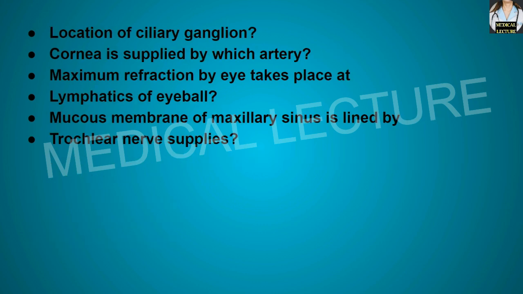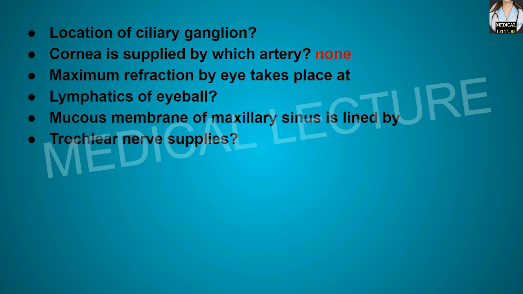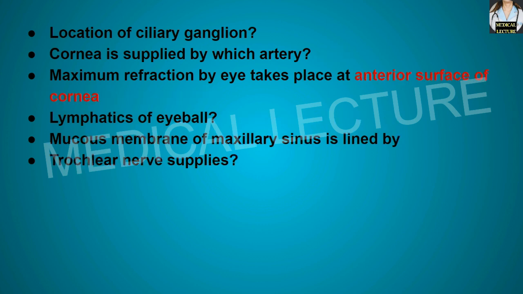What is the location of the ciliary ganglion? So it is located at the apex of the orbit between the optic nerve and the lateral rectus muscle. Cornea is supplied by which artery? So over here, very important, no artery supplies the cornea. Maximum refraction by the eye takes place at the anterior surface of the cornea.